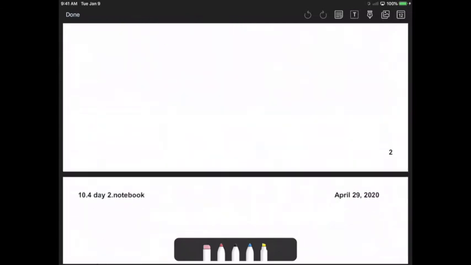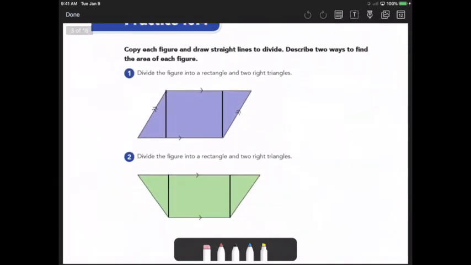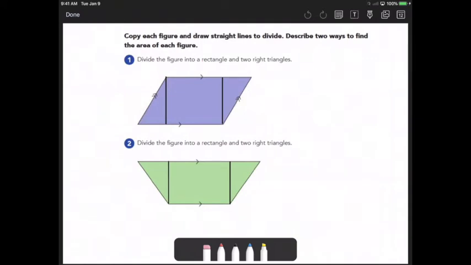Okay. So the answers are going to be: if you divide the parallelogram into a rectangle and two right triangles, all you need to do is draw straight lines right here, and this is a right triangle, this is a right triangle, and this is a rectangle right there where the X is. Number two, divide the figure into a rectangle and two right triangles. It's the same problem. I didn't even realize that. Okay, so let's move on.